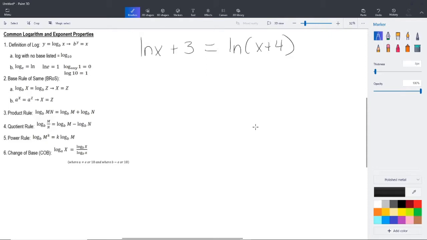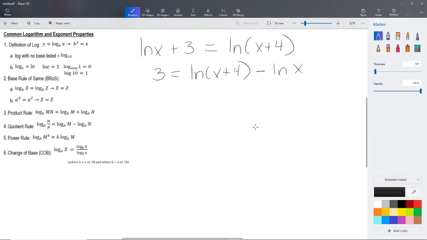So the first step we want to take in any log problem when there's multiple logs is to gather all of our logs together on the same side. So I'm going to keep 3 where it's at on the left-hand side here, and I'm going to keep the natural log of x plus 4 where it's at on the right-hand side. Again, I'm looking at example 9 on page 351. I'm going to take natural log of x, and I'm going to bring it over, and it's going to become negative natural log of x.